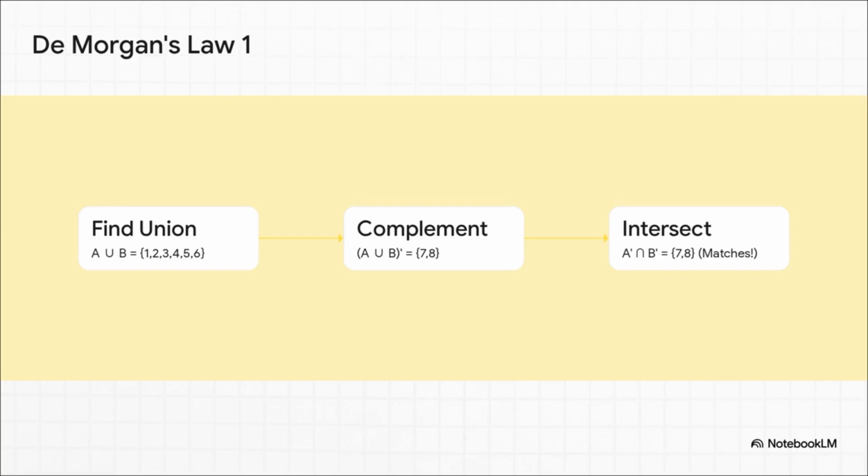It's exactly 7 and 8. See? The math works out perfectly, and this is a huge deal because it allows computer scientists to rewrite and heavily optimize complex Boolean logic in their code.